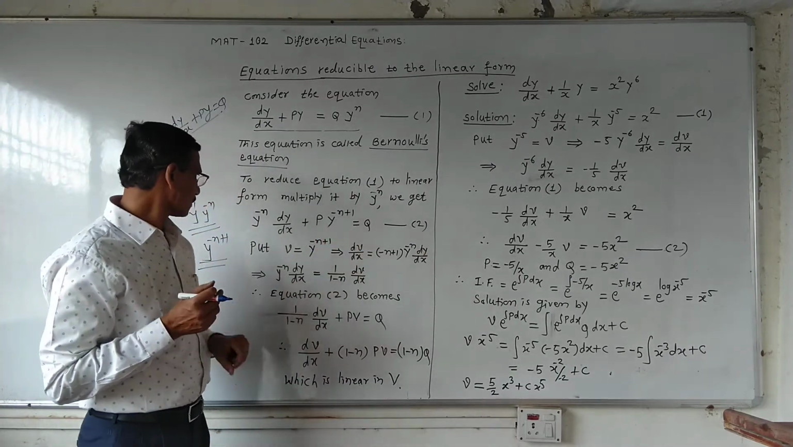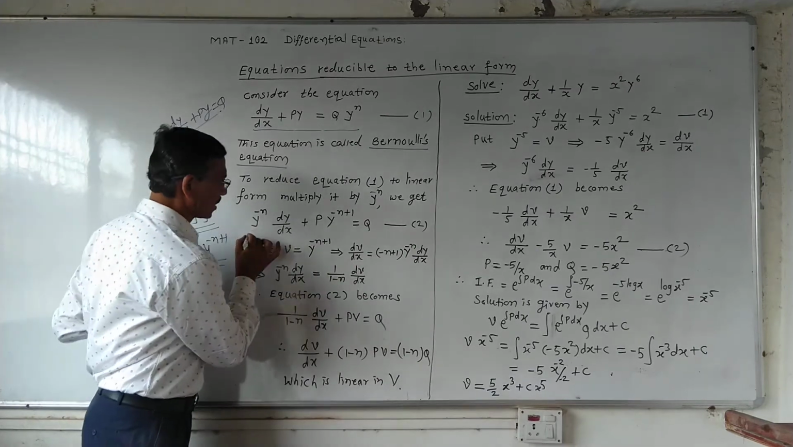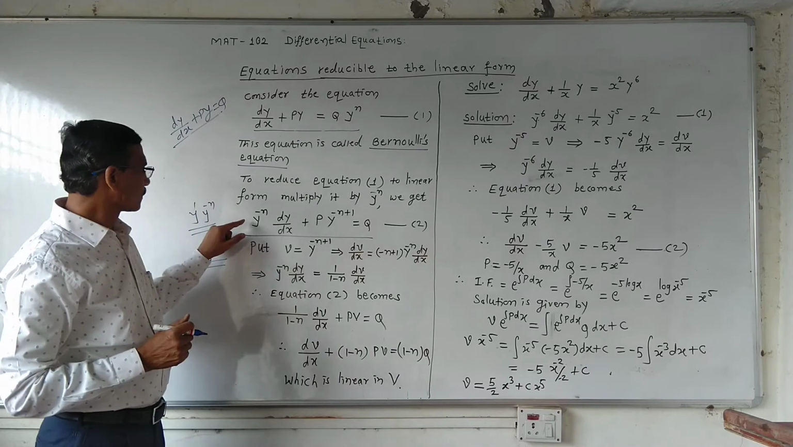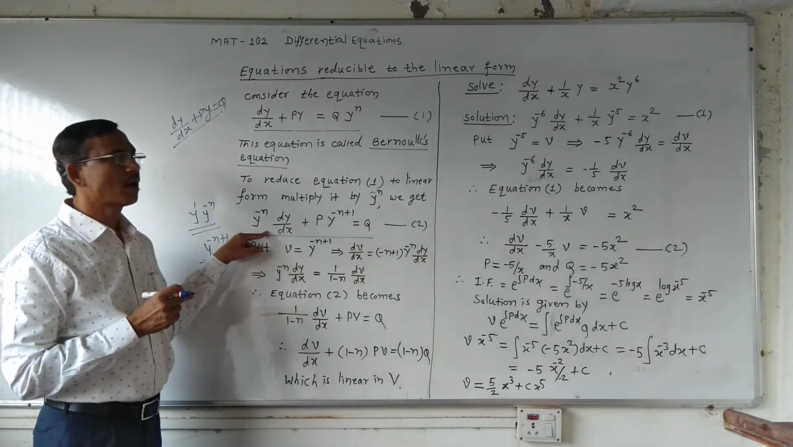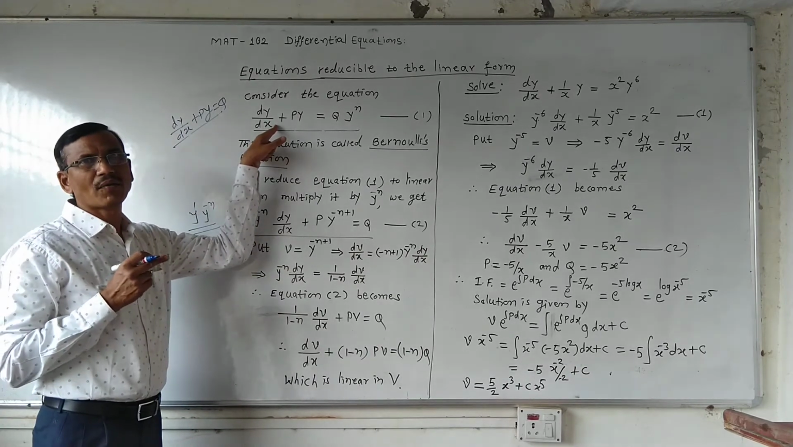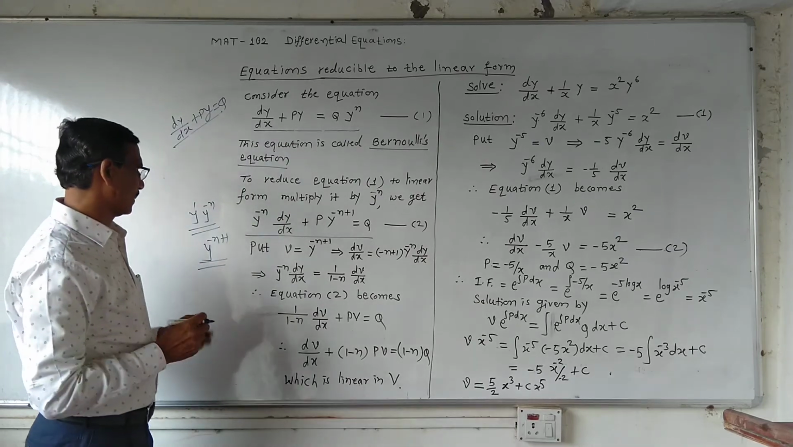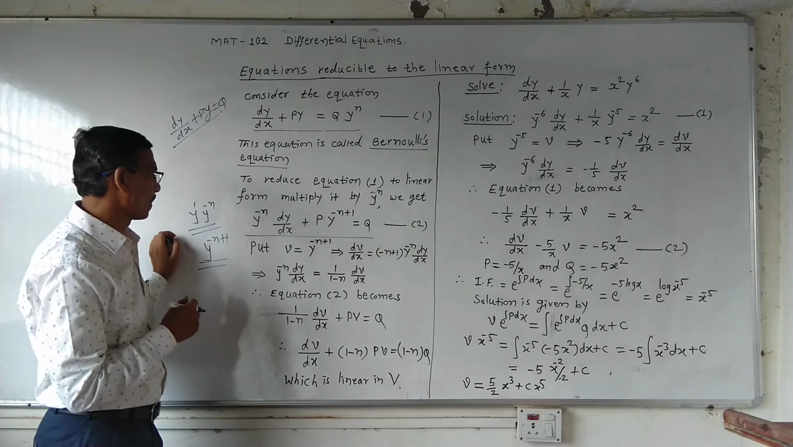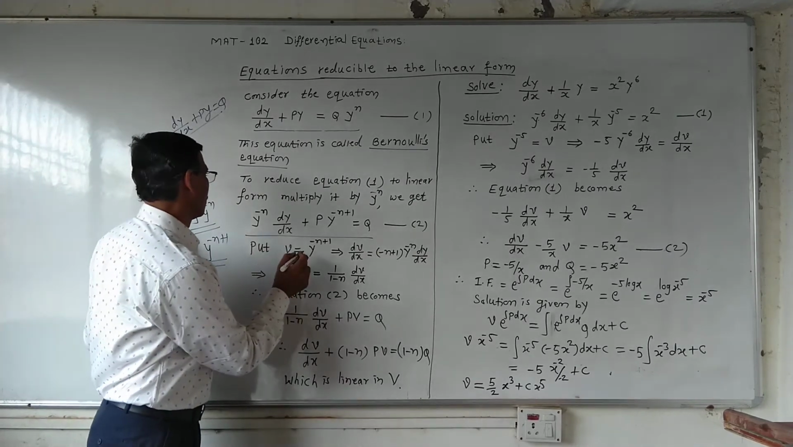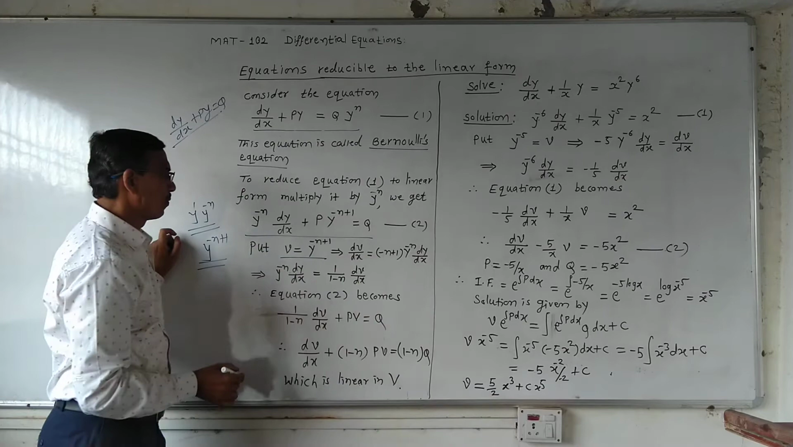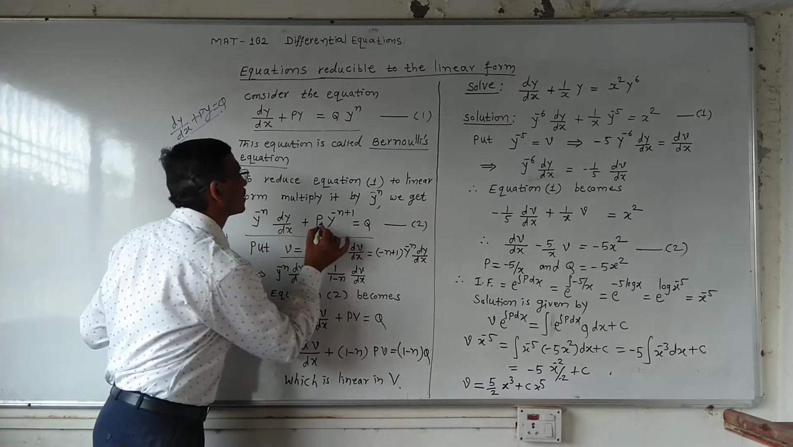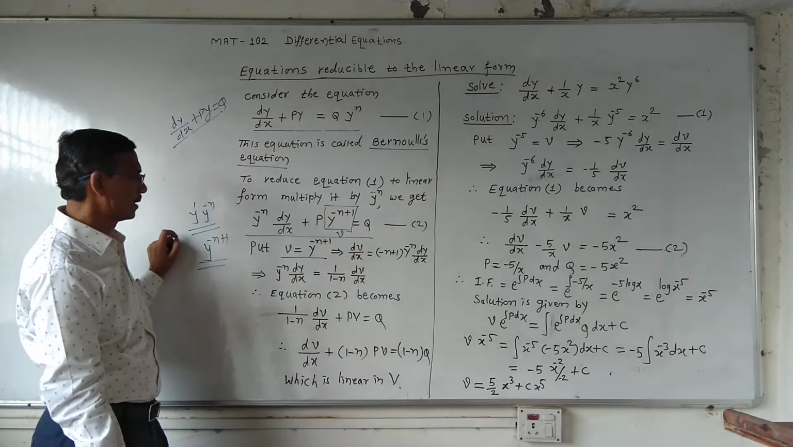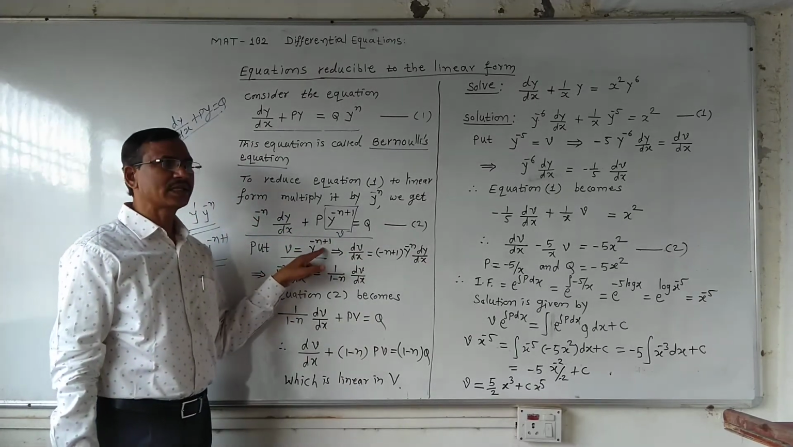Now to solve this equation, obtained by dividing the equation 1 by y raised to n, to convert it into the linear form, we put v is equal to y raised to minus n plus 1. Means for this value we shall put v.